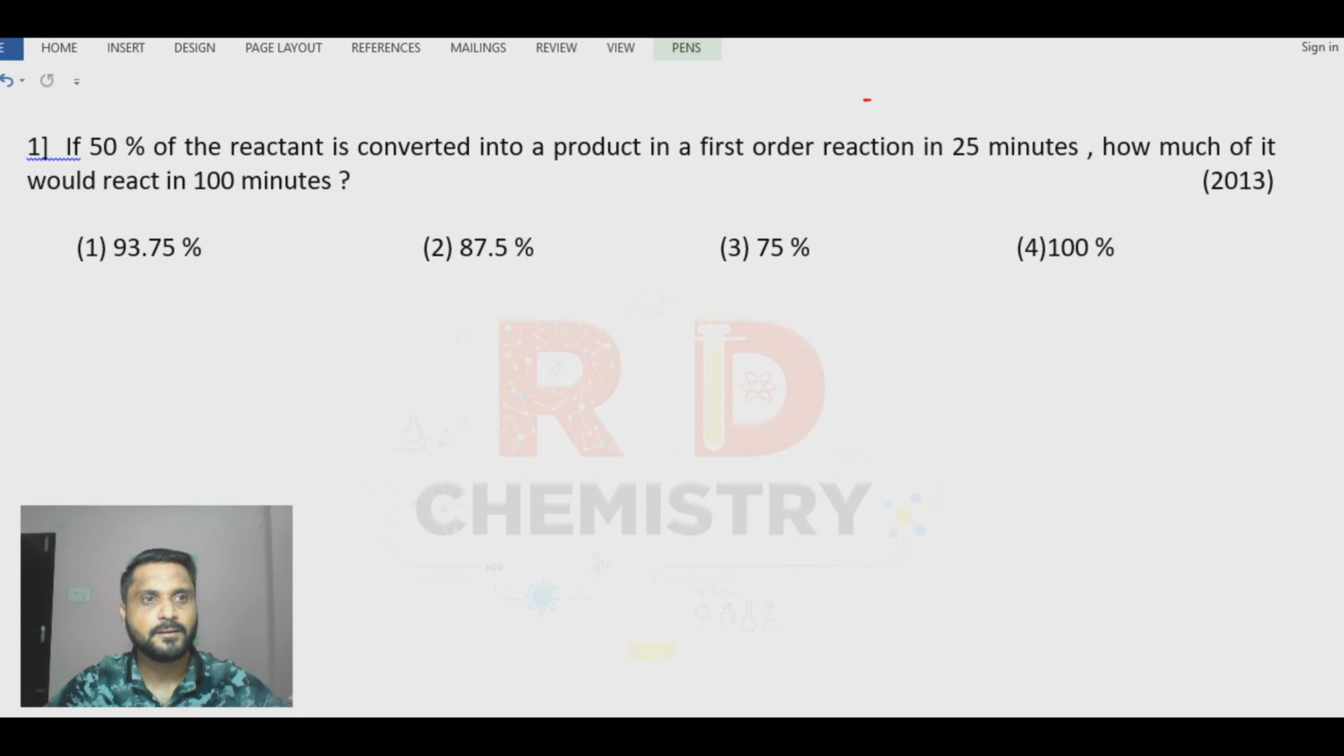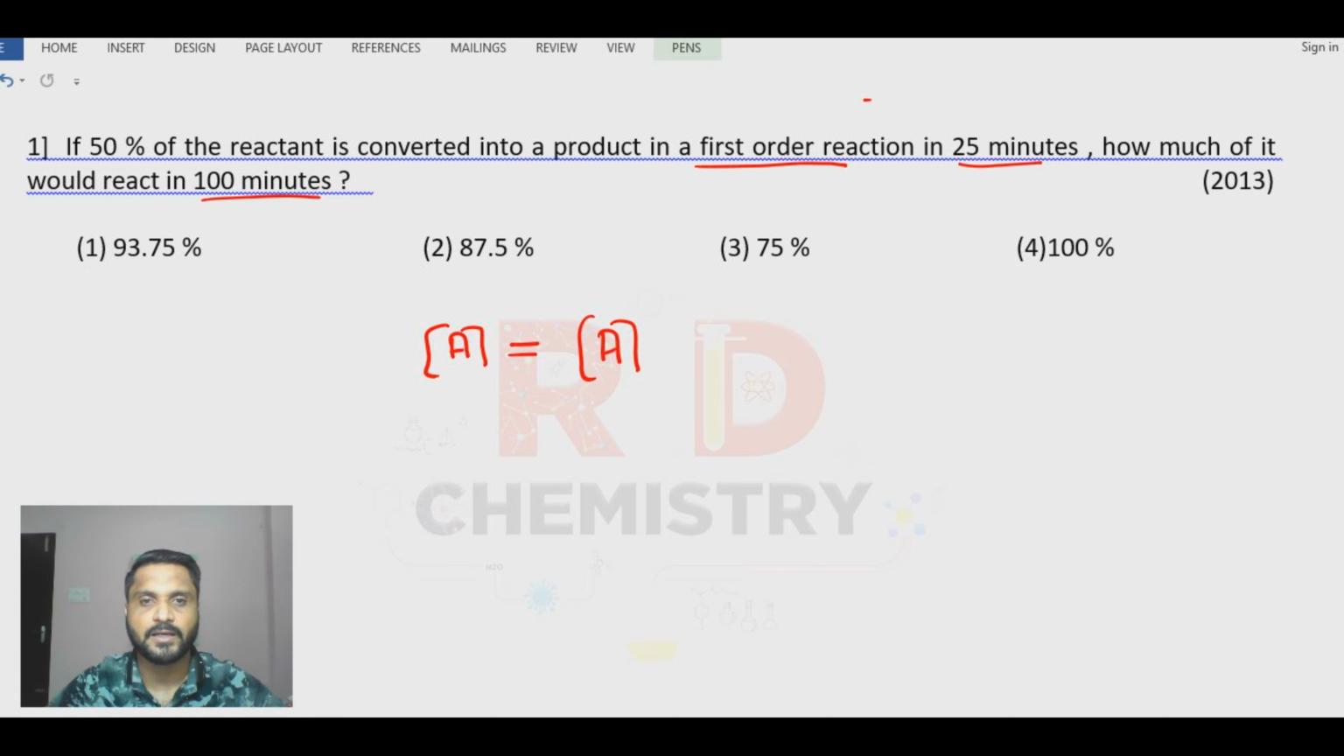Question number 1. If 50% of the reactant is converted into product in a first order reaction in 25 minutes, how much would it react in 100 minutes? Here we can make use of the formula. The concentration left after some time is equal to the initial concentration A naught divided by 2 to the power n. Okay, this n is equal to the number of half-lives.